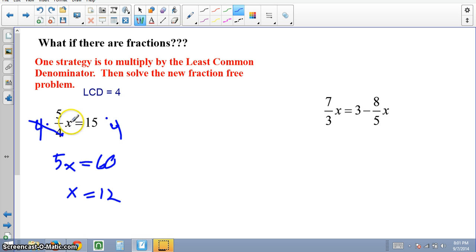You can check your work. If you plug 12 in here, do 5 over 4 divided by 12, it should work out to be 15. So it should work out. So there you go. X equals 12.